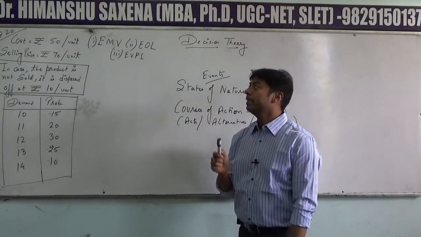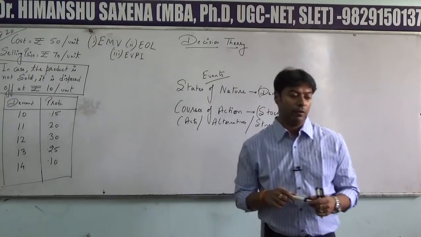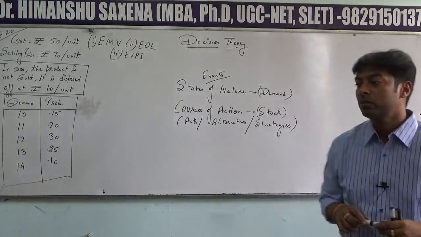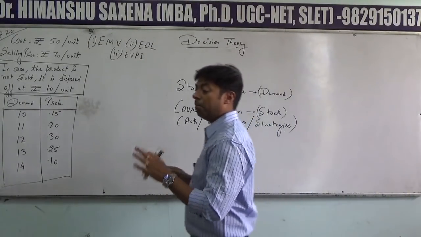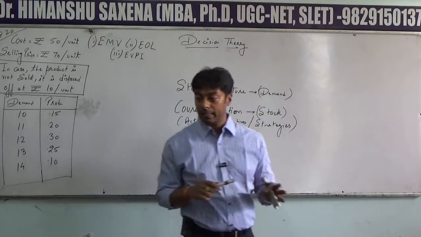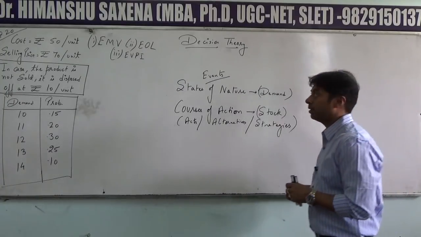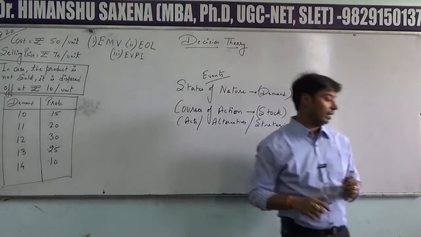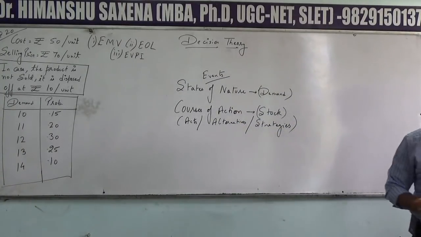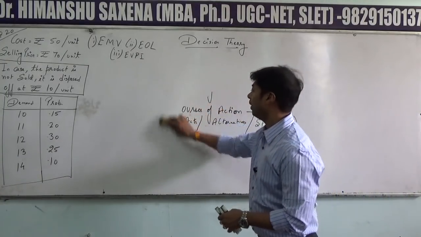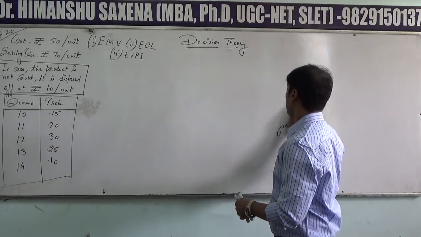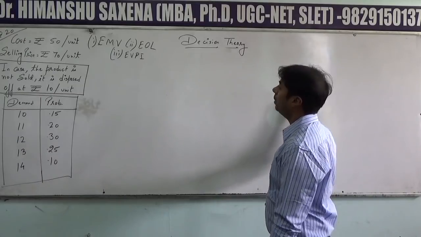So now, in decision theory, please write down the heading of today's topic. We are going to start with decision making under risk. The topic of today's class is decision making under risk. And remember, decision making under risk refers to those factors where probabilities are given.